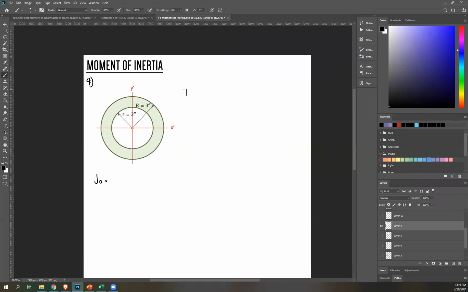So Ix. Now, since this is a circle, do you think the moment of inertia about the x-axis is the same as the moment of inertia about the y-axis for a circle or ring? Yes or no? Answer in the chat. Is Ix the same as Iy for a circle or ring? Okay, everybody, please answer.